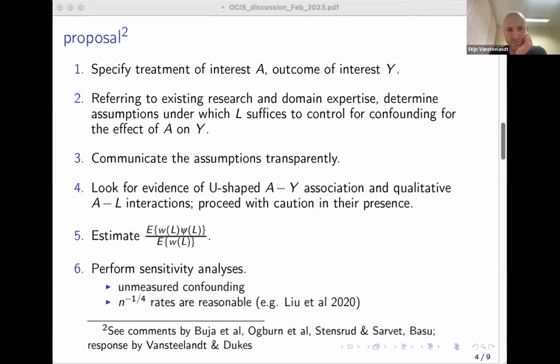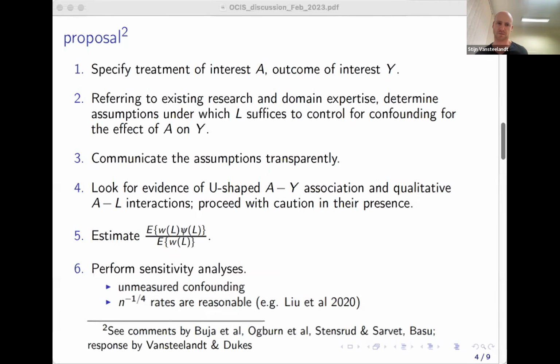So the first step would be, again, to identify the question of interest, but this time specify only that we're interested in the effect of A on Y. Then we use the types of thinking that are used in prescriptive causal workflows to assess the assumptions under which covariates L would suffice to control for confounding for the effect of A on Y. So you would bring in subject matter expertise, prior research, reasoning using DAGs or other graphical models, etc.